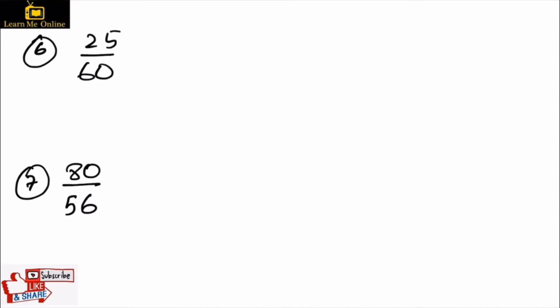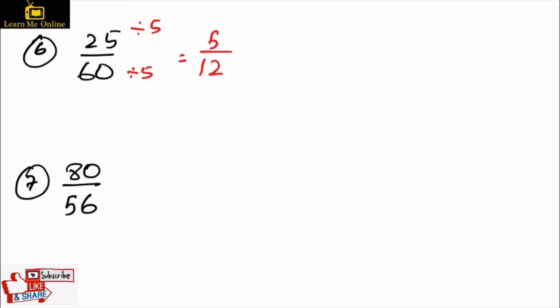Here we have the next example now. We have the numbers 25 and 60 and they are both divisible by 5. So I'm going to divide the top and the bottom, both of them, by 5. How many 5s make 25 would be 5 on the top. How many 5s make 60 would be 12. 5 and 12 don't go into any times table any more, so this is the simplified answer.